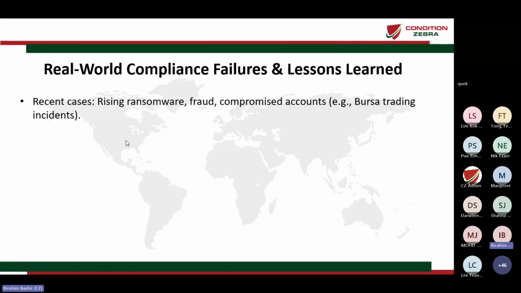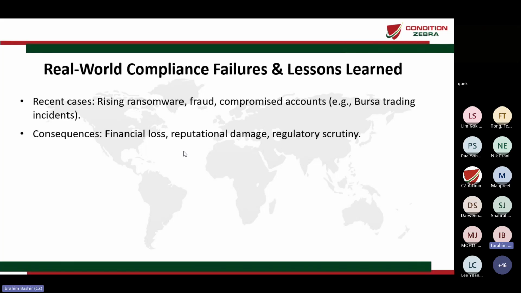But what do we need to worry about? First is ransomware cases. Fraud and compromised accounts, for example the Bursa trading incident, which also happened within the financial sector recently, whereby there was unauthorized trading going on on those trading platforms. Without naming specific organizations.